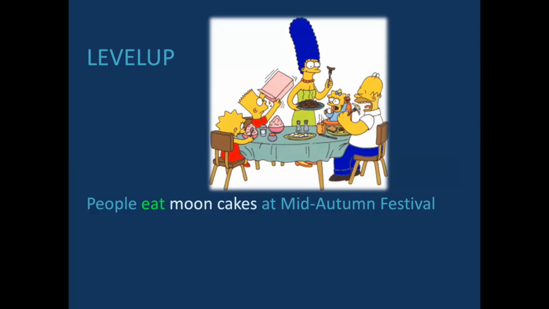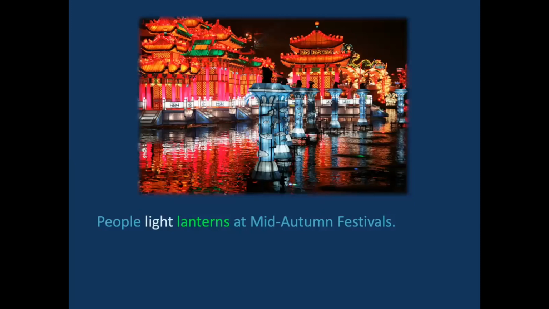First one, people eat mooncakes at Mid-Autumn Festival. Think about the doer, action, receiver, any tense change. People light lanterns at Mid-Autumn festivals.